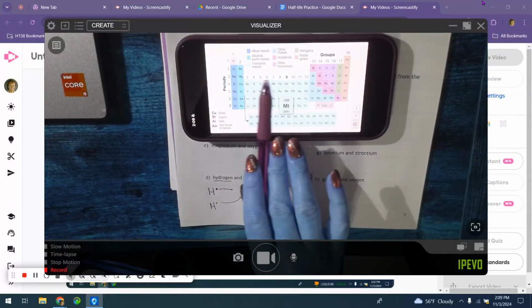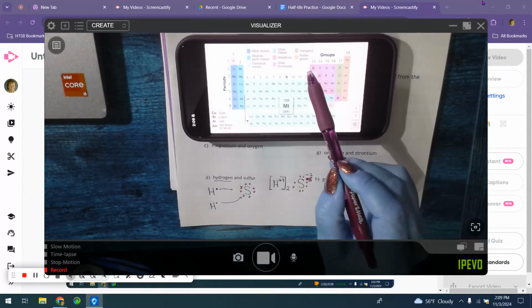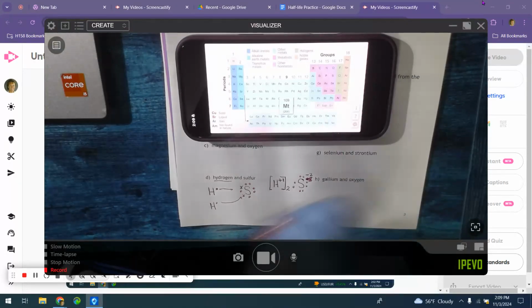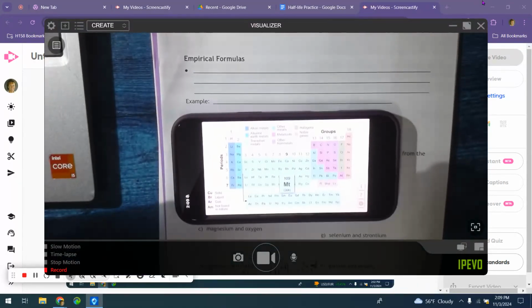We skip the middle, all right? Group 13 has 3 valence electrons. It's going to want to give away those 3 valence electrons.